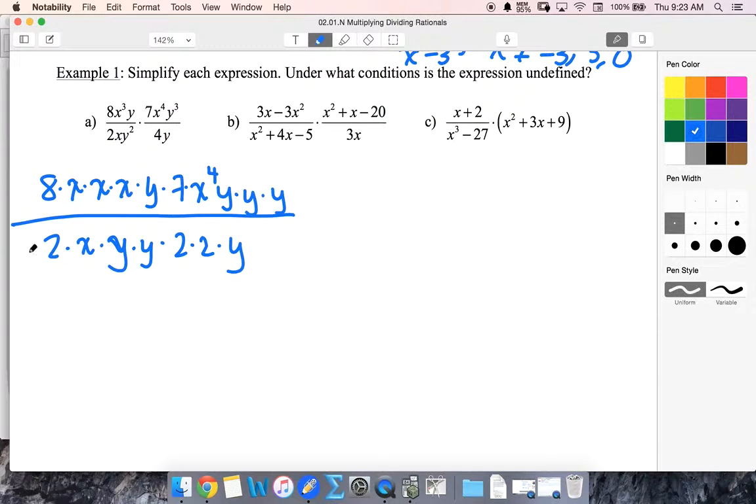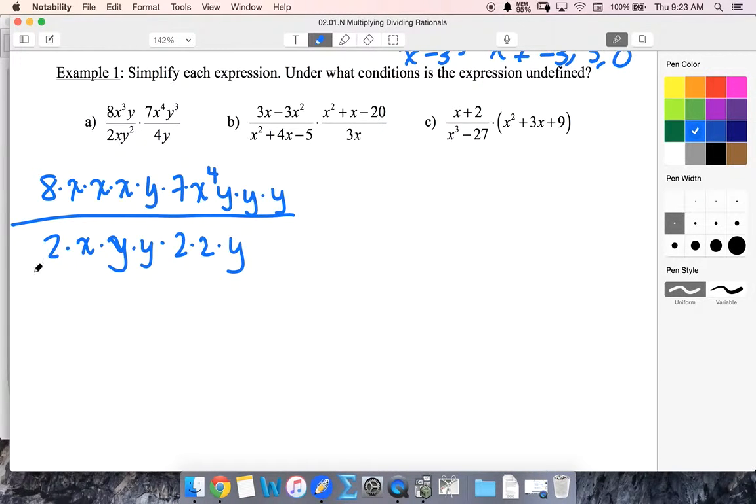Looking at the bottom, when this multiplies, I know that x cannot be 0 and y cannot be 0. I don't have any other constants to plug in. Any other number I plug in will always create a number. But x can never be 0, y can never be 0.